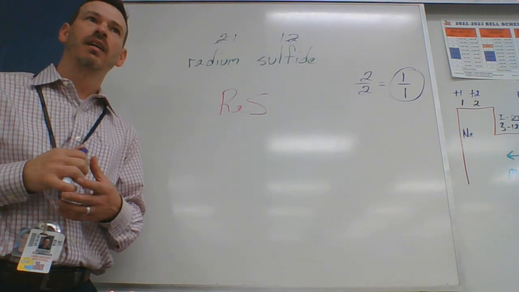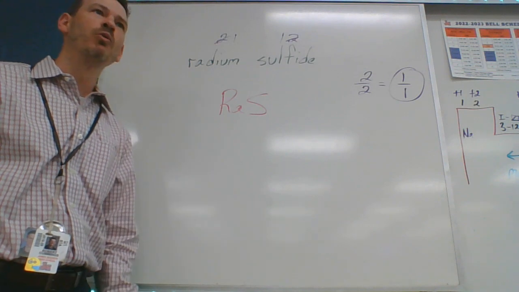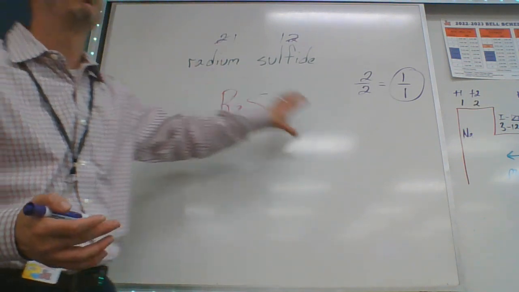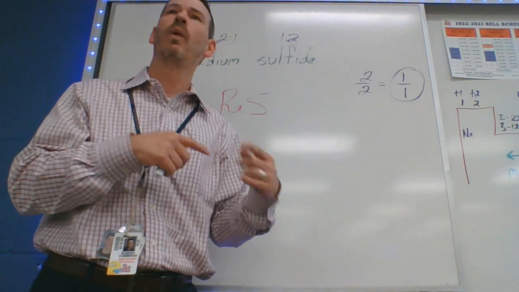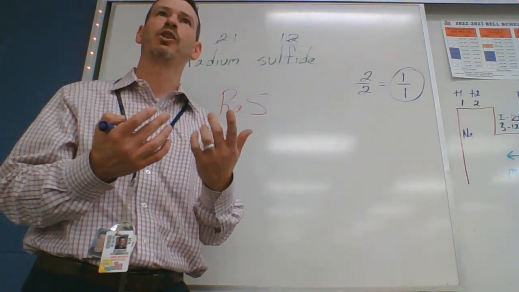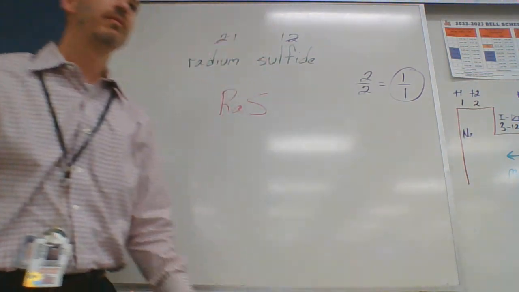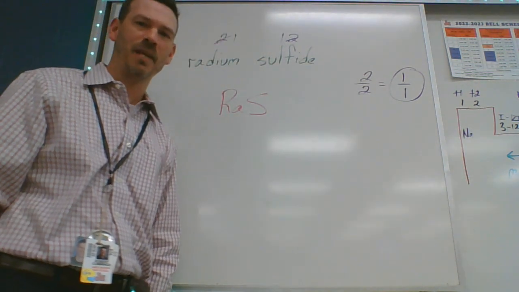RaS. All right, and if you're thinking, well, why? Why does that rule exist? Because it's the dots. It only takes 1 radium and 1 sulfur to make the dots happy, the way it did at the very first example that I showed you. So if it was 3 to 3, it would be the same. That's true.